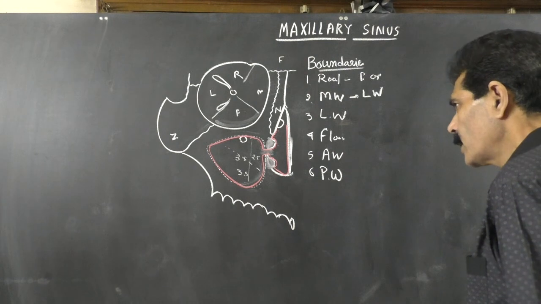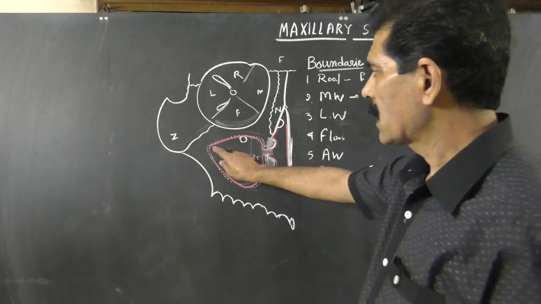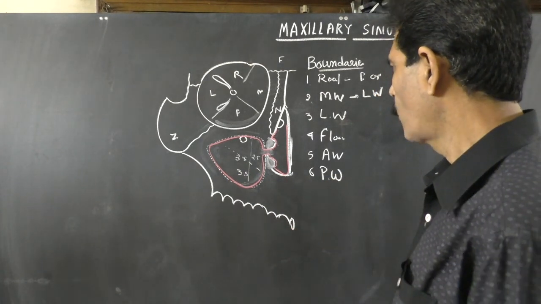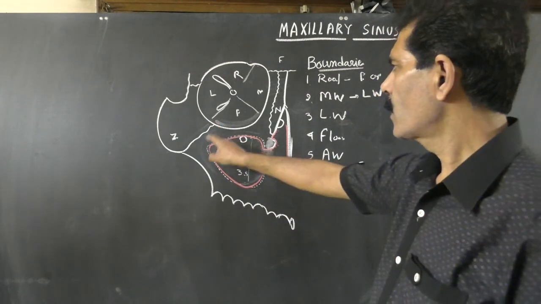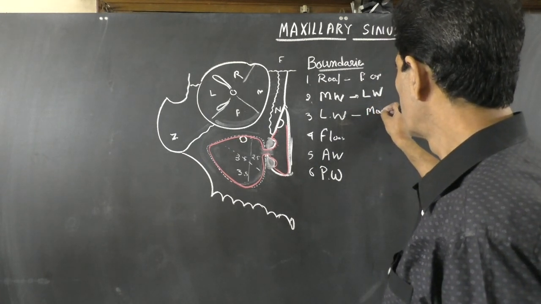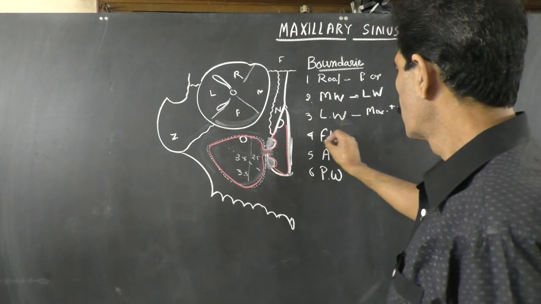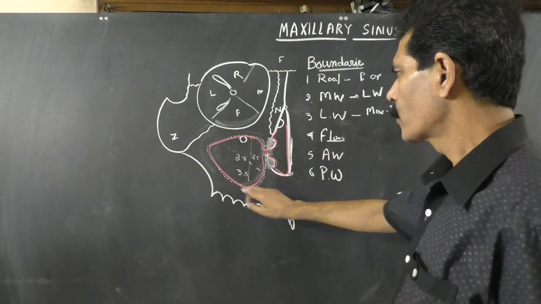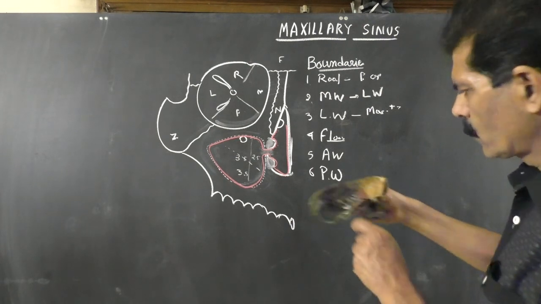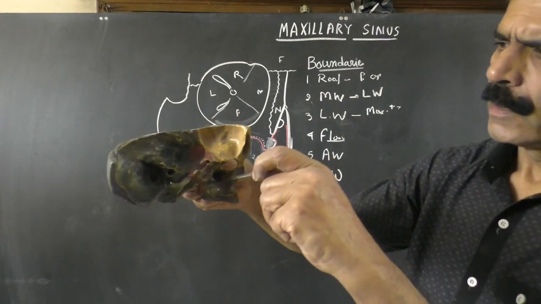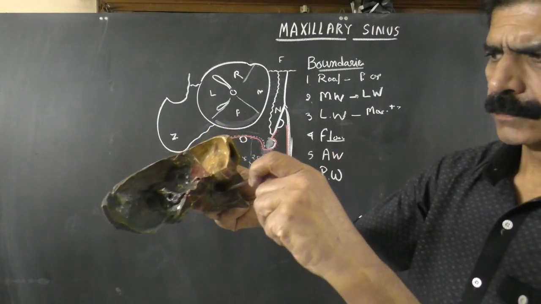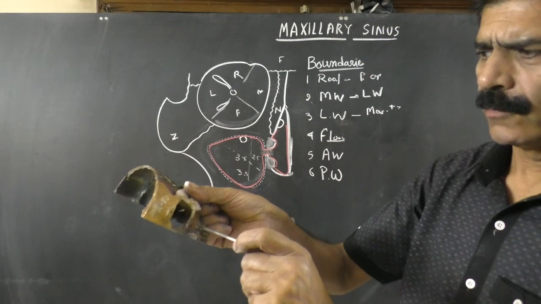So the lateral wall of the maxillary sinus is formed by the maxillary bone, which is articulating with the zygomatic bone. Now regarding the floor, if we see the floor of it, this is the lower part, and this lower part of the floor is itself formed by the maxilla bone.